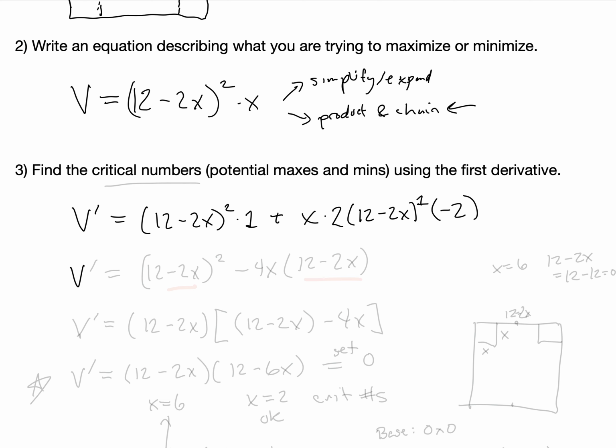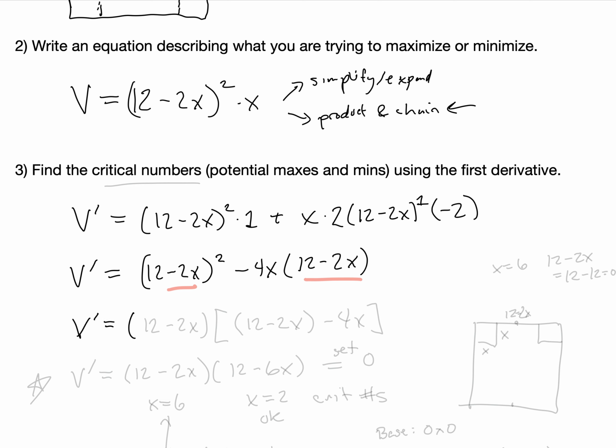And so then V prime is, we'll want to simplify this because eventually we'll want to set this equal to 0 and solve for x. So we've got 12 minus 2x squared plus a negative 2 times 2, so that's minus 4x times 12 minus 2x. So one thing I could do at this point is factor. So I've got a 12 minus 2x in both. And so I could factor out 12 minus 2x.